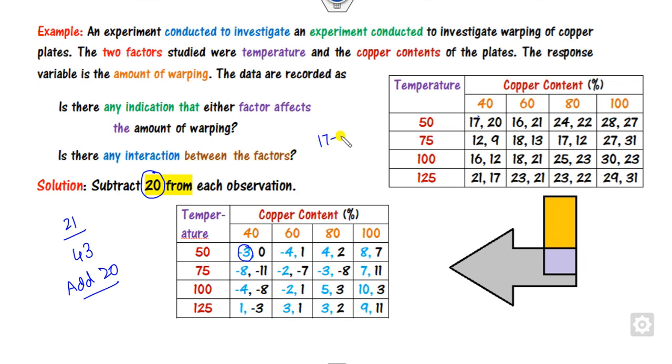You can subtract 20 from each number. 20 minus 20 is 0. 16 minus 20 is minus 4, and so on. Now you can see the calculation becomes easier. Now the rest of the calculations are similar.